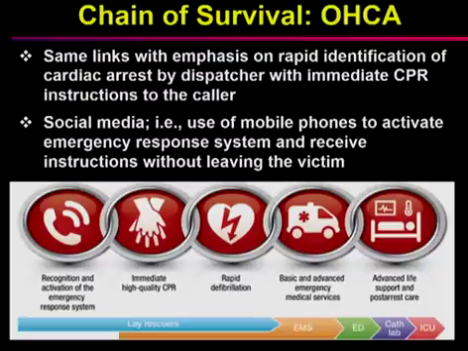So what is important here, I just want to go over very quickly. One is the recognition of the event. There's no question that witnessed arrests have better outcomes than unwitnessed ones. So time is of the essence here. So the recognition of the event, activation of the emergency medical services system, and initiating high-quality CPR. That is the responsibility of the bystander, as the emergency services come to the place.